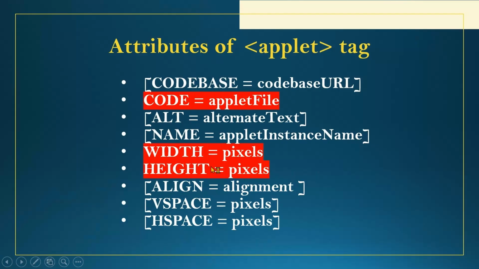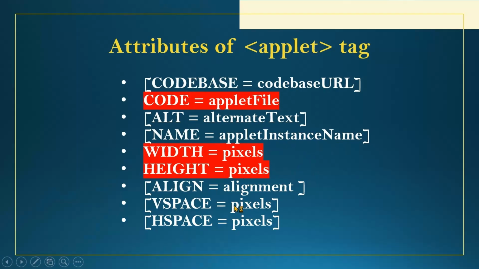Now here, if some browsers are not supporting your applet, then you can put some alternate text here. If the browser is not supporting it, to give some information to the user, you can write some text for the alt attribute. Then every applet can be given some name, because there will be a number of applets running. I want to identify a certain applet by name, so you can give some user-defined name here for the name attribute.